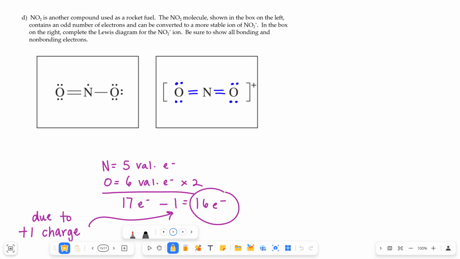So we got to distribute 16 electrons so that everybody gets a full octet. And we have to have octets. Nitrogen and oxygen are only in the second energy level, and we don't have d orbitals available. So the best structure would be 2 double bonds around the nitrogen, and then we got to put our lone pairs on the oxygen. 2, 4, 6, 8, 10, 12, 14, 16, and everybody gets an octet.